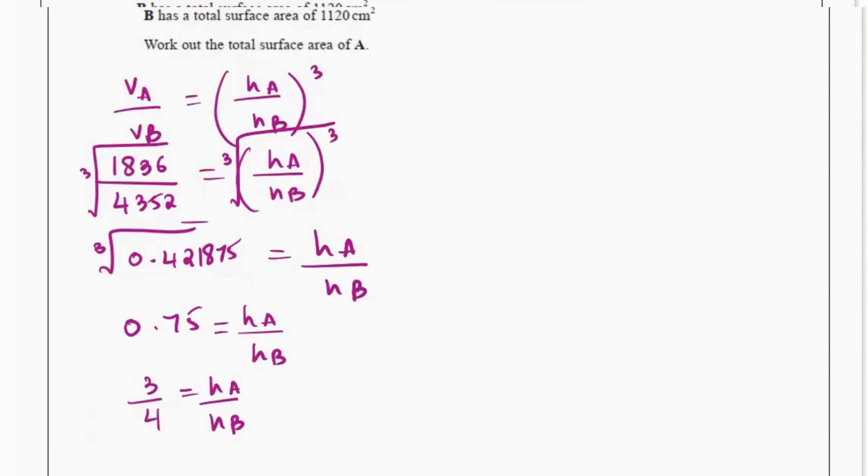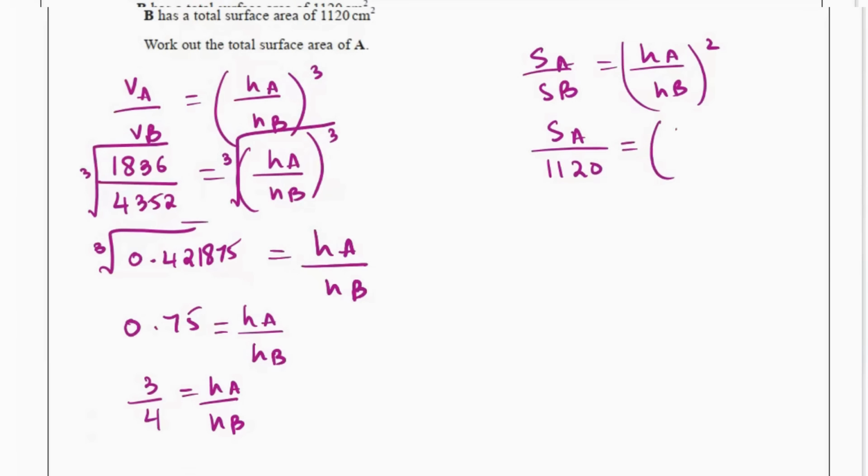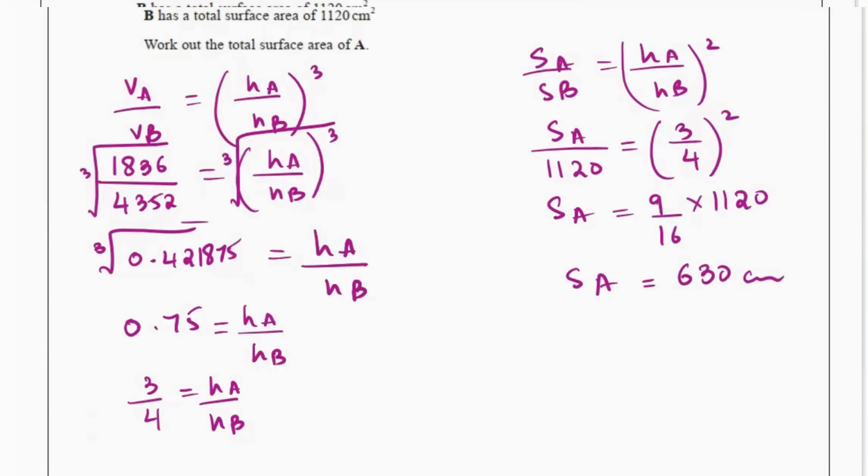Now we have to figure out the total surface area of A. So for surface area, it's HA over HB whole squared. So surface area of A is unknown. This is 1120 equals 3 over 4 whole squared. So that's going to be 9 over 16 times 1,120, which is going to give us 630 centimeters square. That is the surface area of solid A. So for this, you need to remember your ratios. For volumes, we cube the lengths, and for surface area, we square them.